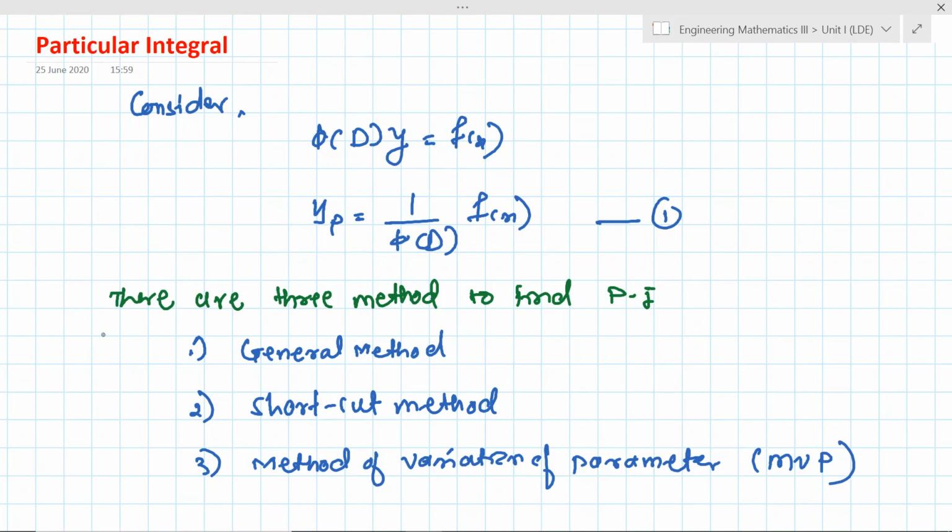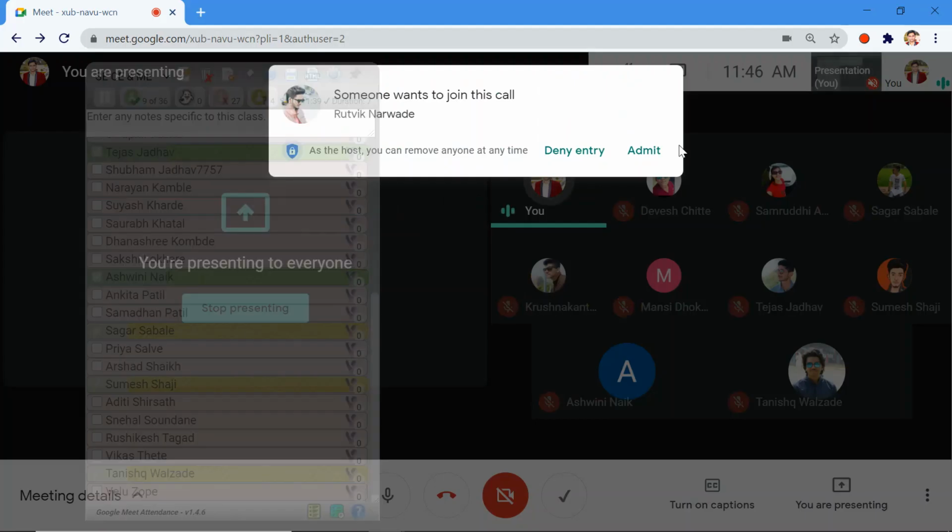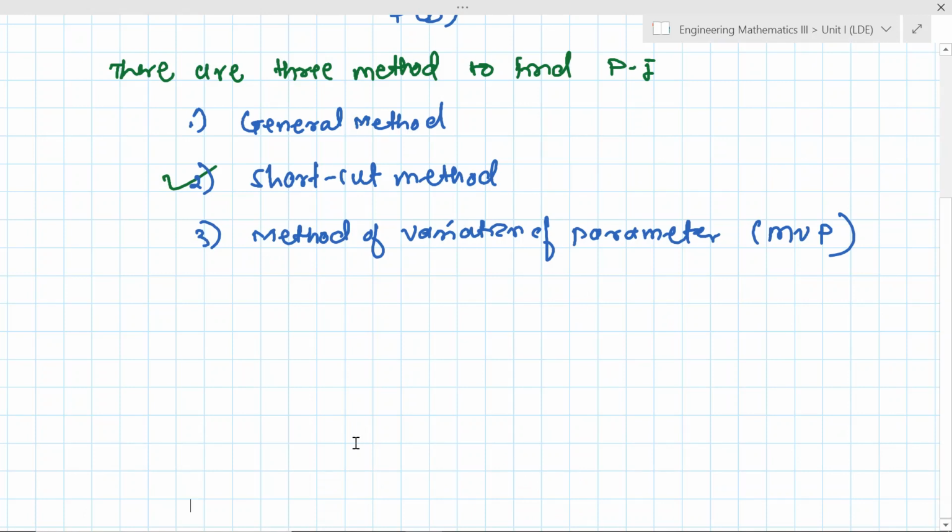Generally, in the first method, the general method, there are some laborious and difficult integrations, so we just avoid it, but we will definitely discuss it. First of all, we will see the shortcut method. We will discuss first the shortcut method, then the method of variation of parameter, and finally the general method. So what is there in the shortcut method?